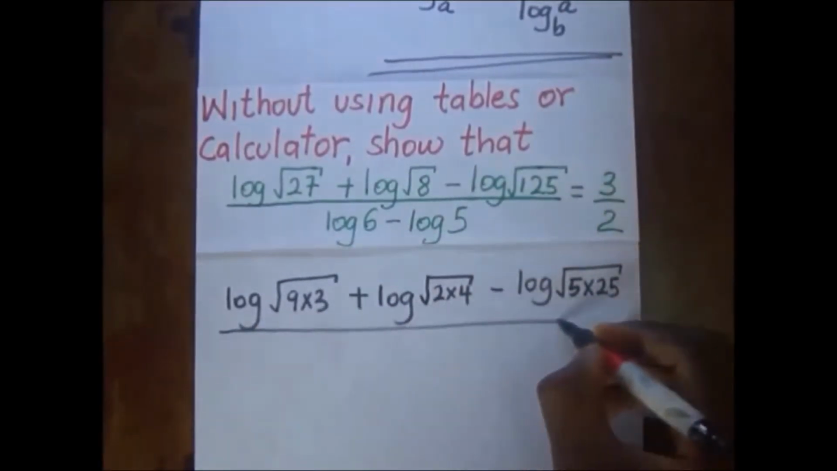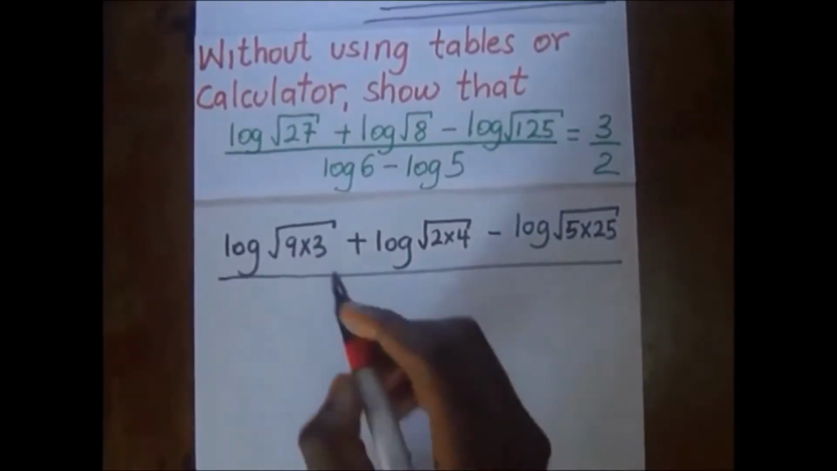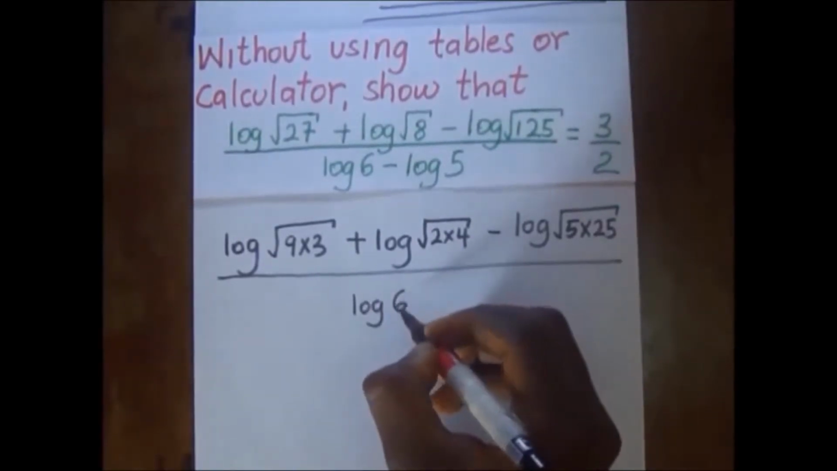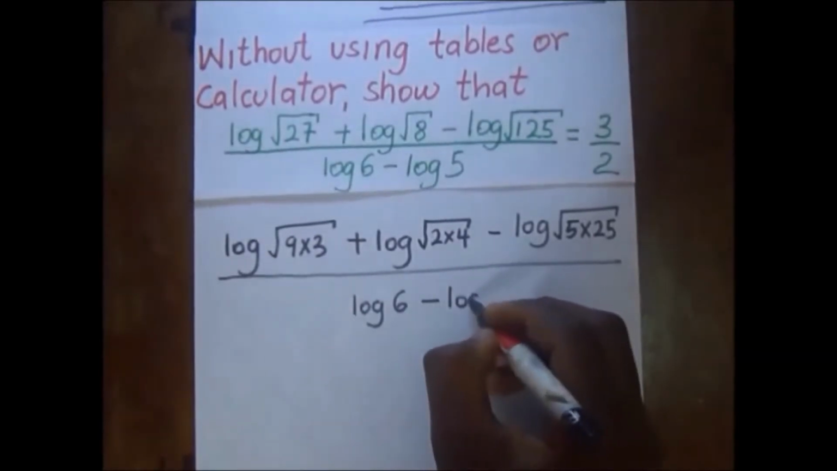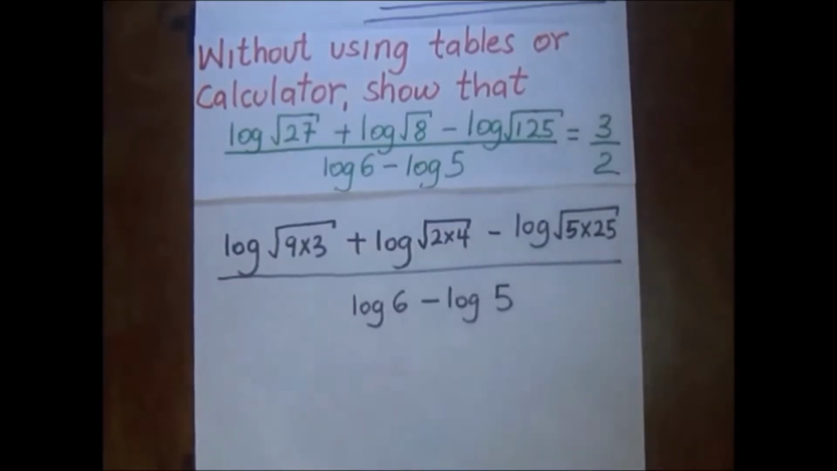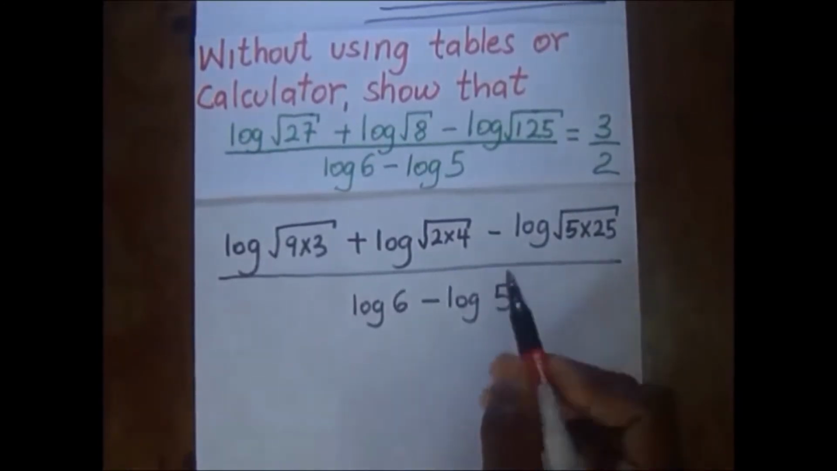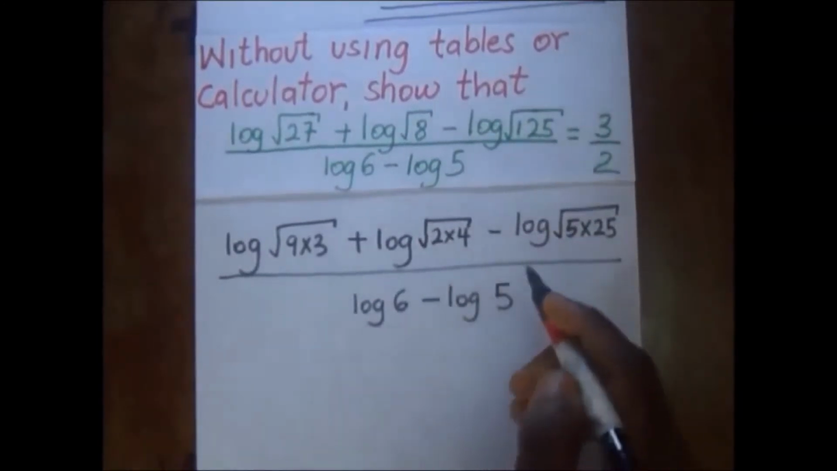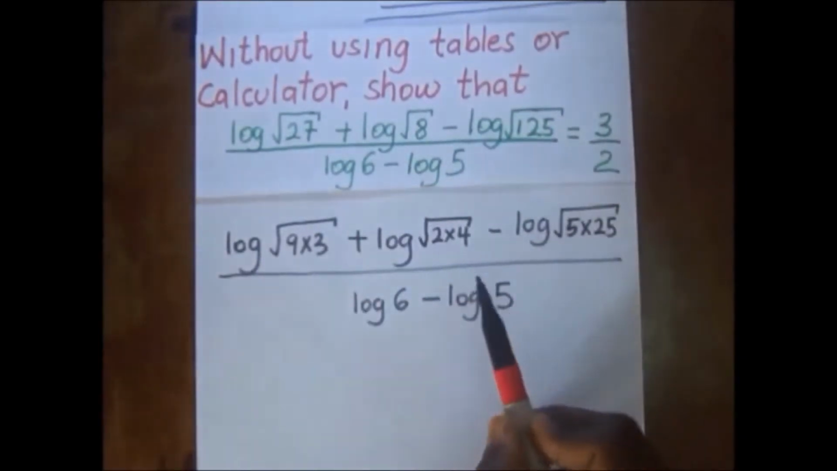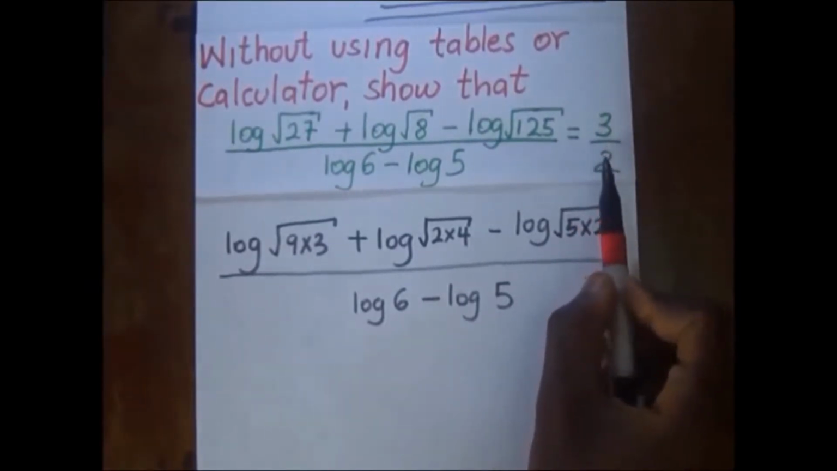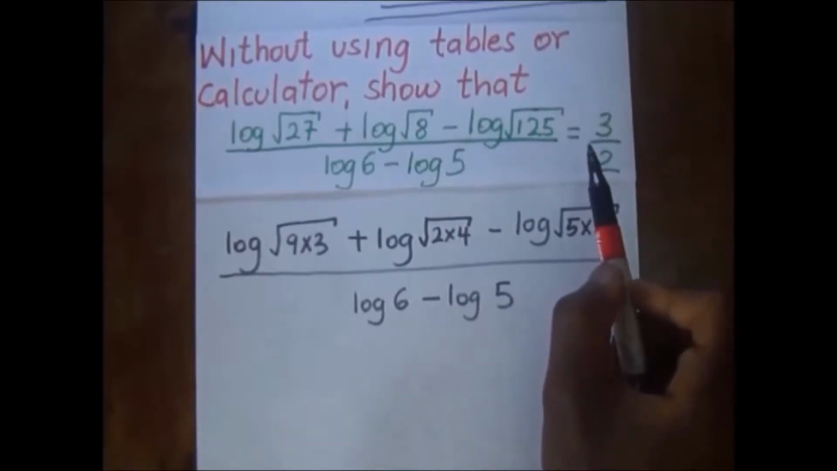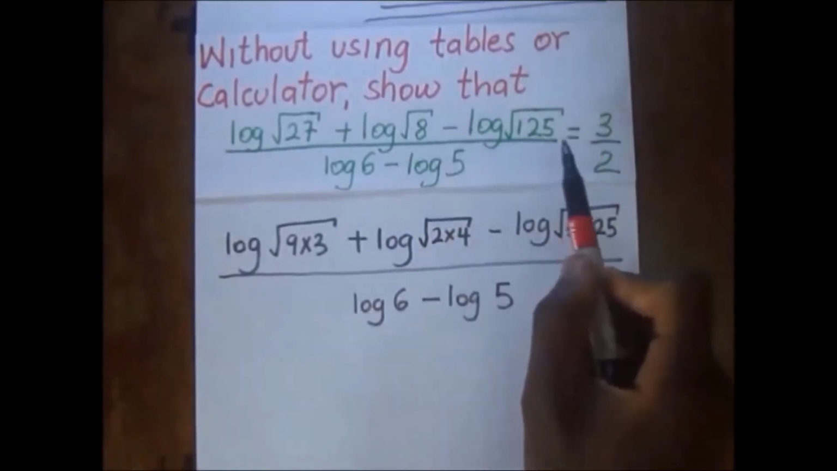And all that we are dividing by the log of 6 minus log of 5, like that. So we continue. Now we are supposed to work out and make sure that whatever manipulations we make here give us a final answer of 3 over 2. When the manipulations we do in this calculation give us 3 over 2, we will have shown that this expression is equal to 3 over 2.